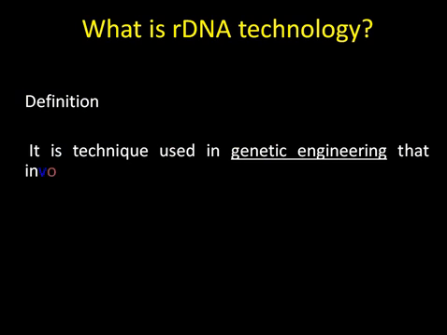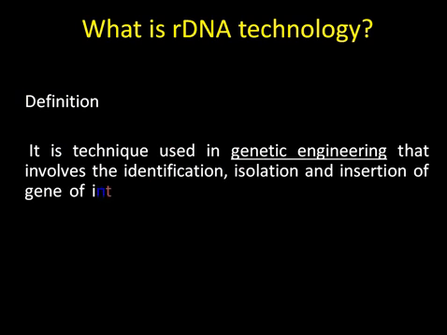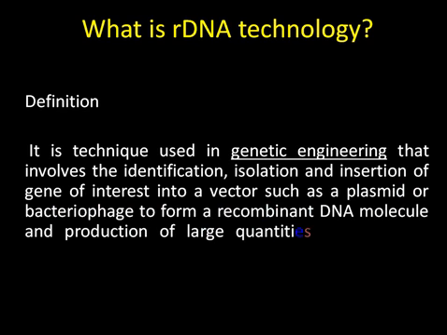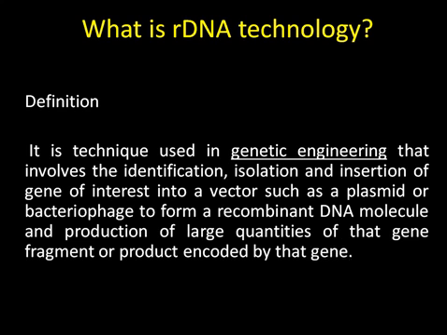Recombinant DNA technology is a technique that is used to refer to identification, isolation, and insertion of a gene of interest into a vector such as a plasmid or bacteriophage to form a recombinant DNA molecule, and production of large quantities of that gene fragment or product encoded by that gene. We'll be going through different steps in detail in this presentation.